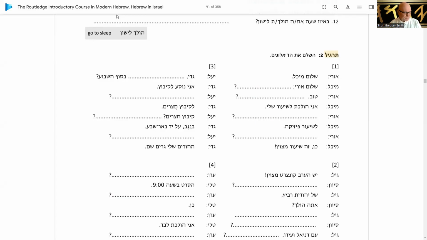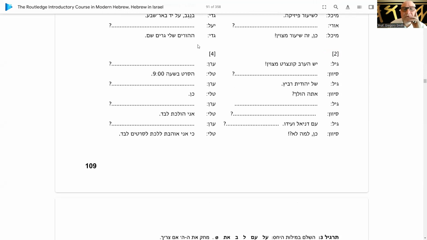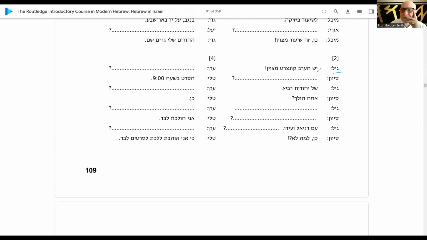All right, let's try number 2. Okay, so we have Gil or Gail. I think that's Gil. Yesh ha'erev concert metsuyan. This is the evening concert. There is an excellent evening concert.